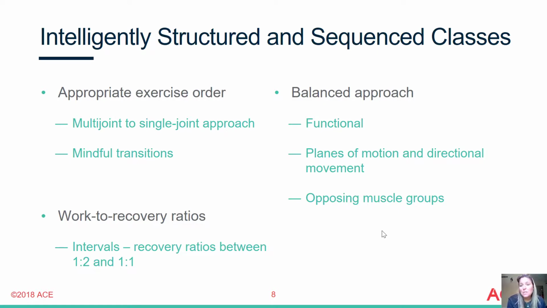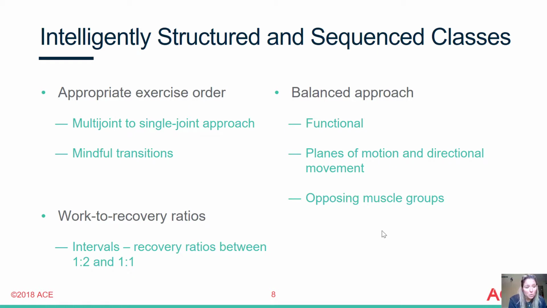And lastly, using opposing muscle groups, making sure that it's balanced. If we do exercises on the right side of the body, making sure that we do the same number of exercises on the left side of the body. If we do exercises for our hamstrings, for example, the opposing muscle group for that would be the quadriceps. So we want to make sure that we're doing exercises for opposing muscle groups in those workouts as well.